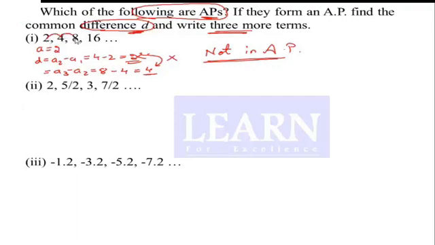2 plus 2, it should be 4 and next should be 6 and again next should be 8. But here they have given 2, 4, 8 and 16. So it is not in AP. Now we'll look at the next one.